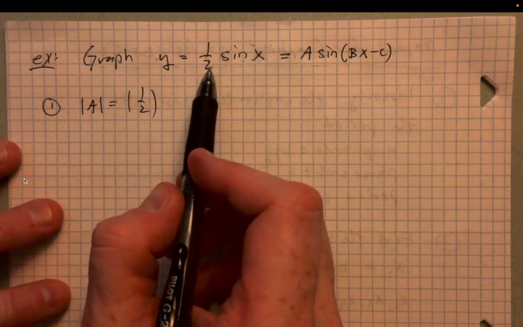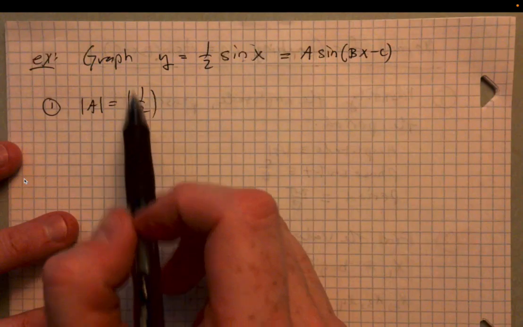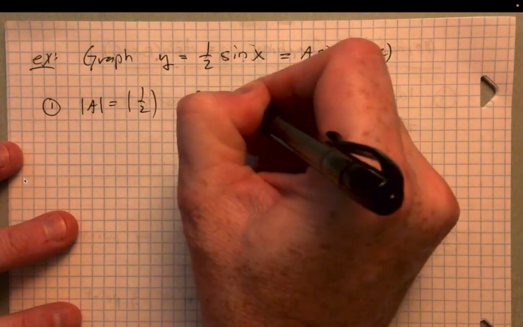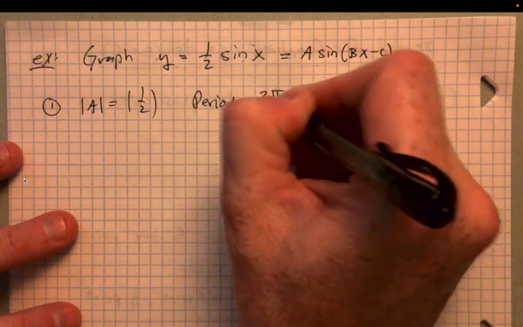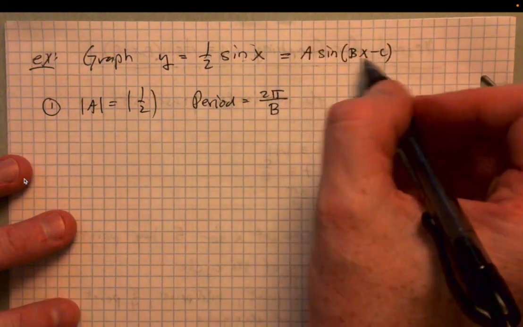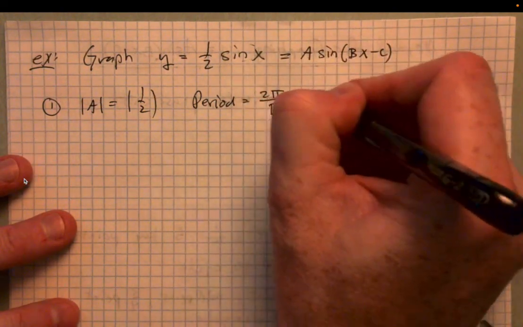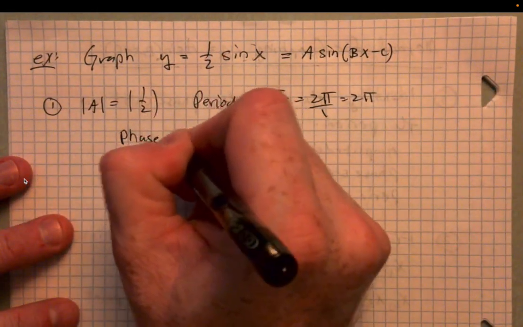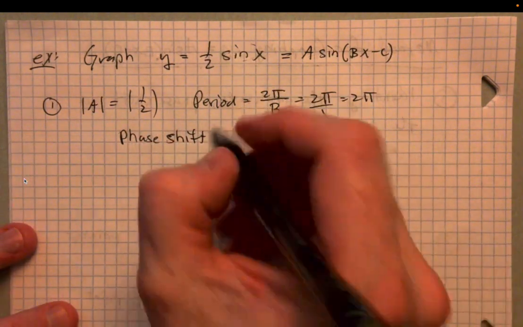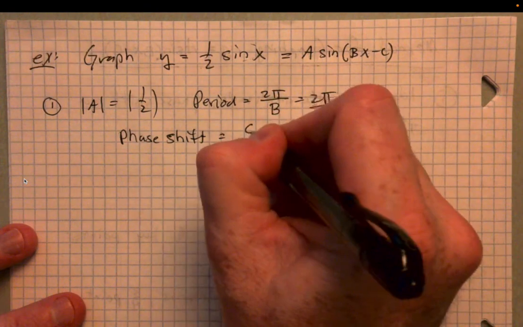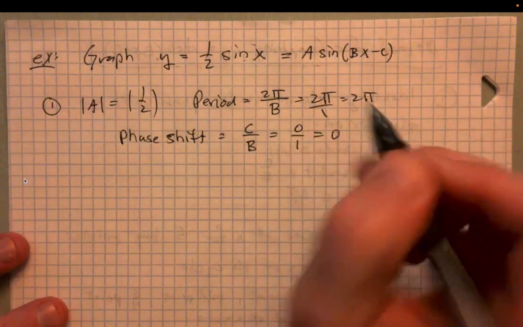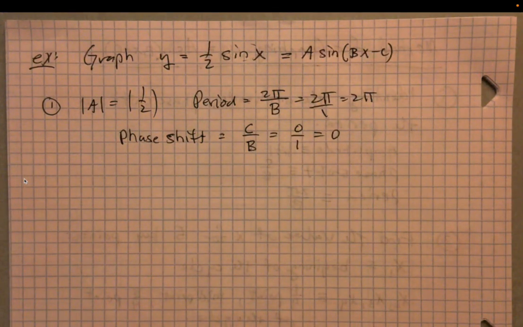So the amplitude is the number in front, the coefficient out here, the a, and that's 1/2. The period is equal to 2 pi over b. In this case, b is equal to 1. I have 1x. So it's just 2 pi over 1, so 2 pi. And then the phase shift, what's the phase shift here? Well, the phase shift is c over b. In our case, c is 0 and b is 1, so there's no phase shift.